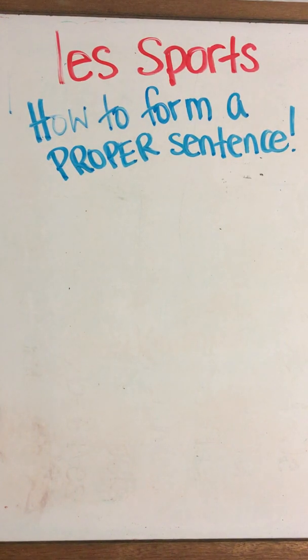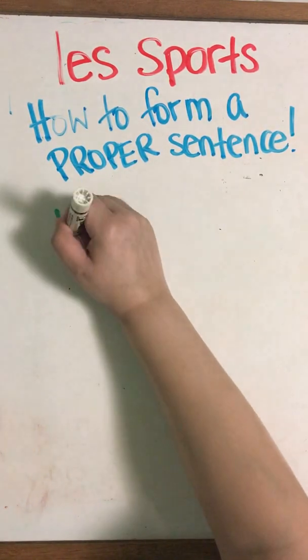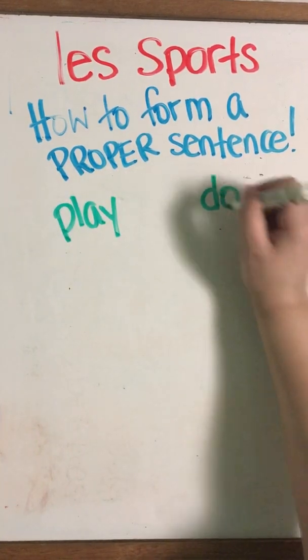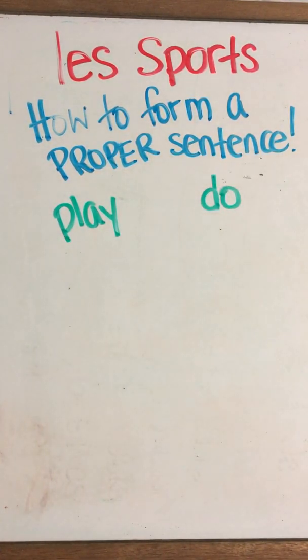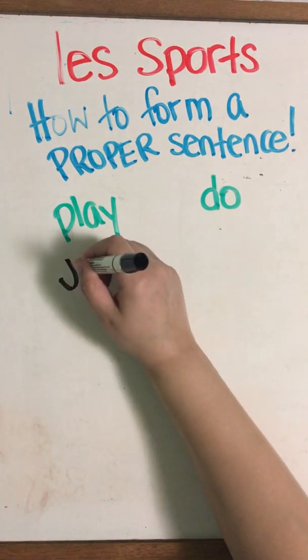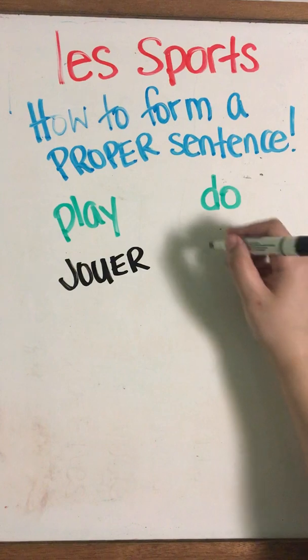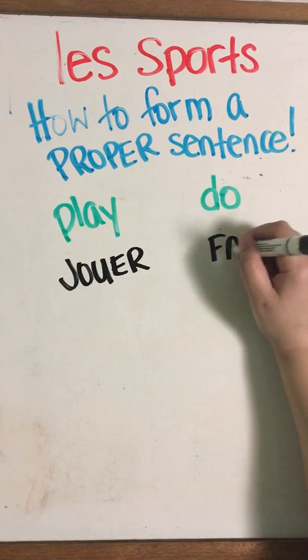The first thing you need to know about your sports is whether you are going to play them or whether you're doing them. Okay, so rule of thumb, if you're saying in English that you're going to play it, you're going to play it in French too. My verb to play en français is jouer, and to do is faire.